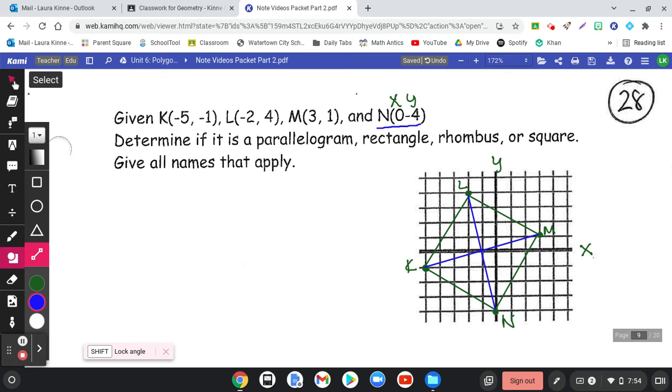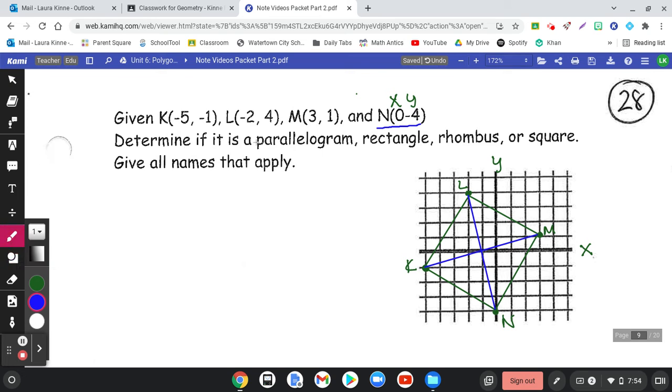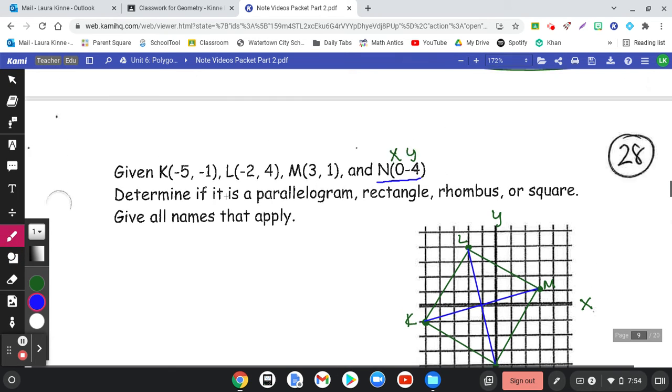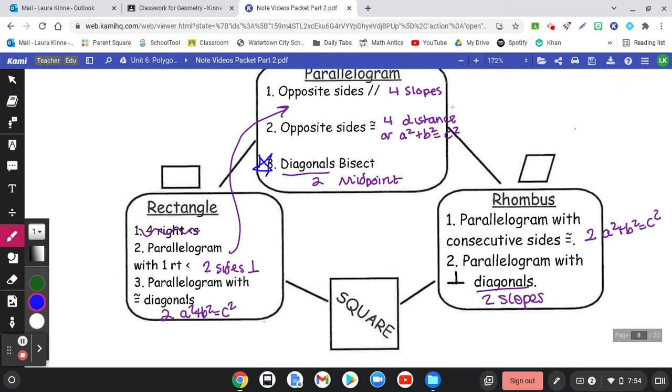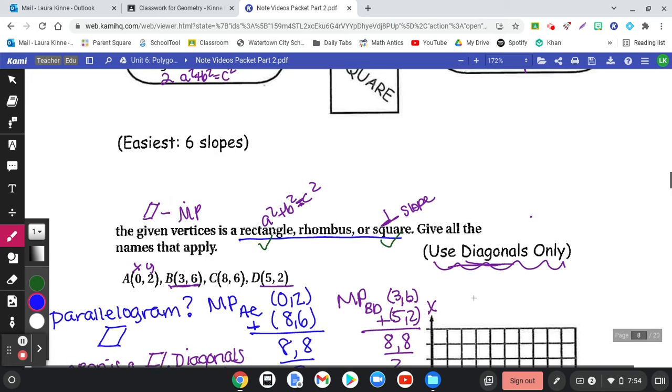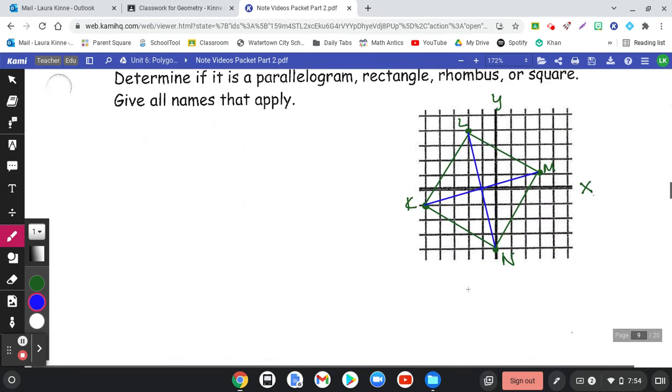Why don't we do diagonals? I'm going to change my mind. I know I'm all over the place. So again, if you want to use diagonals, like we did in the last one, if you show that the diagonals have the same midpoint, they bisect each other, so they're a parallelogram. If they're the same length, they are a rectangle, and if they are perpendicular, they're a rhombus. So why don't we go that route?